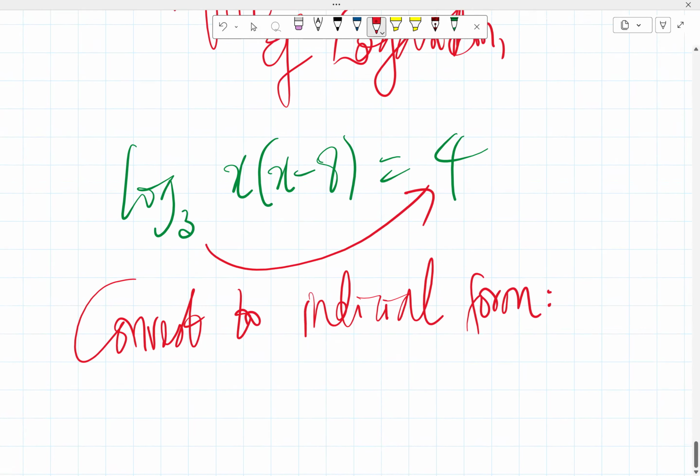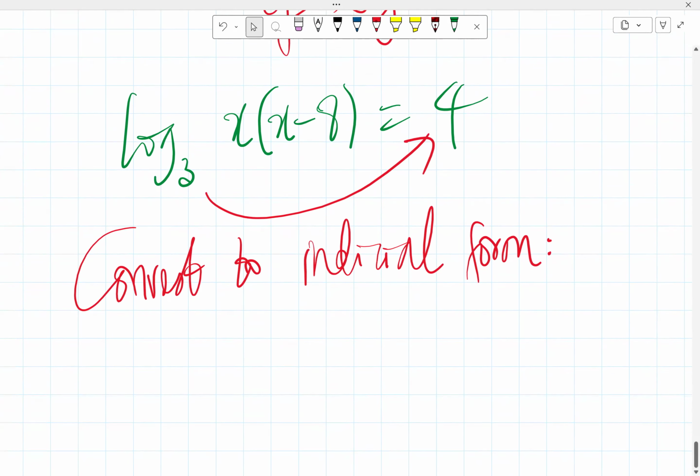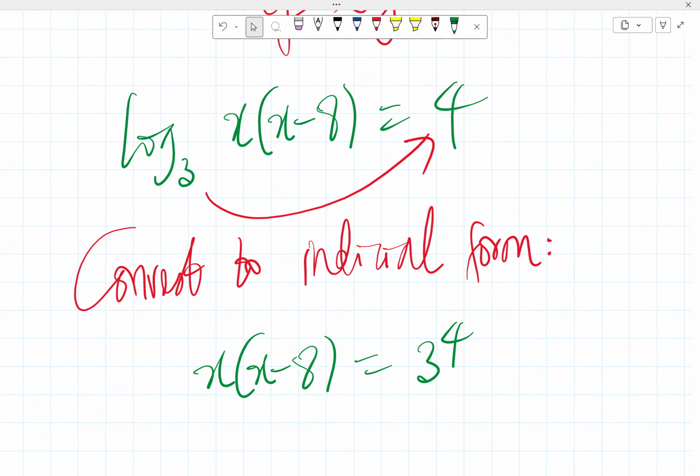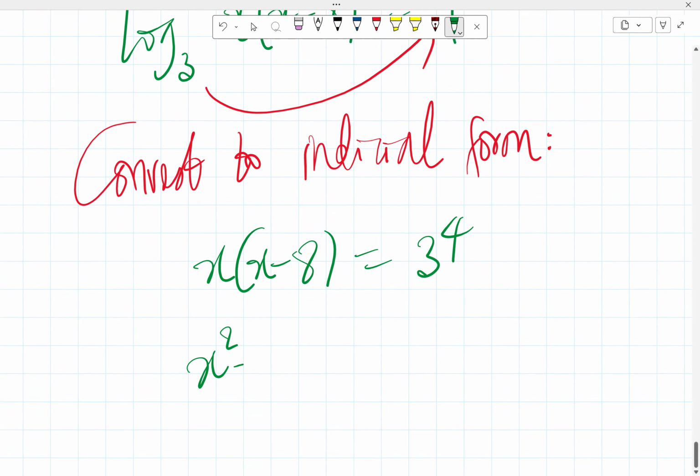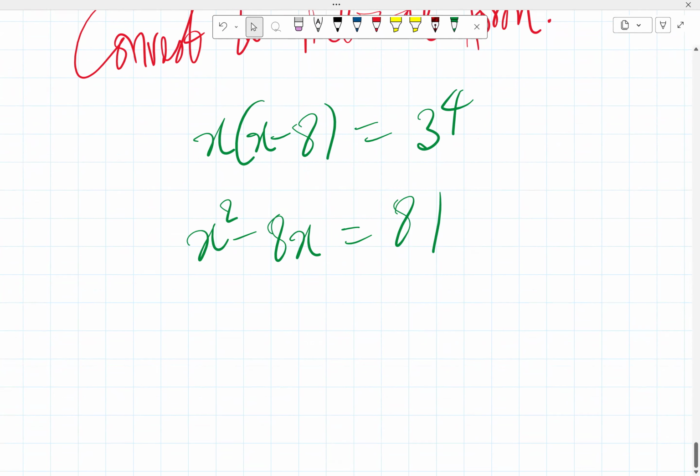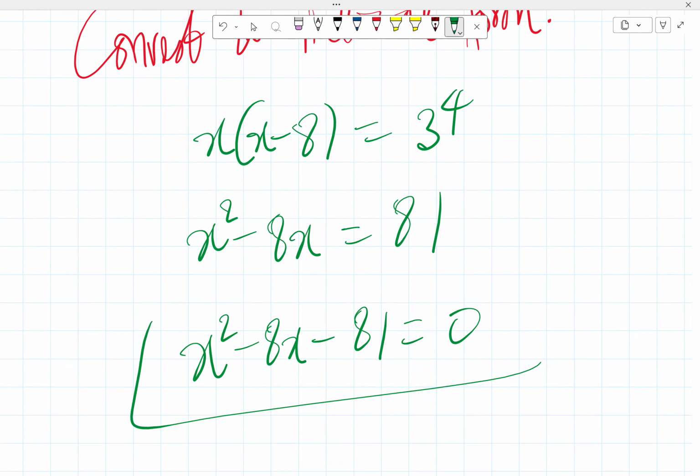3 carries 4 on its head, like I like to say. So we have x into x minus 8 equals 3 raised to power 4. That means we have x squared minus 8x equals 81. So x squared minus 8x minus 81 is equal to 0. So we have this to grapple with now.